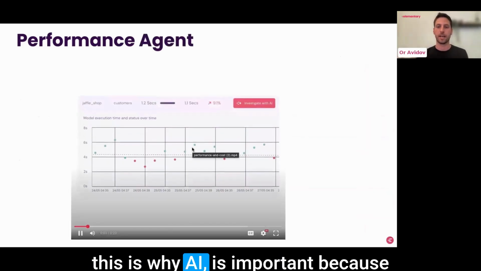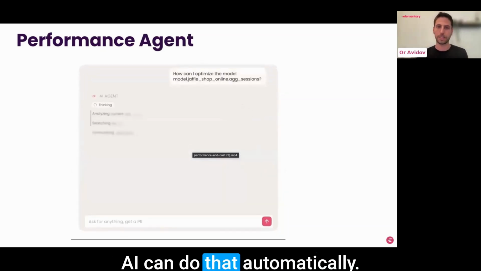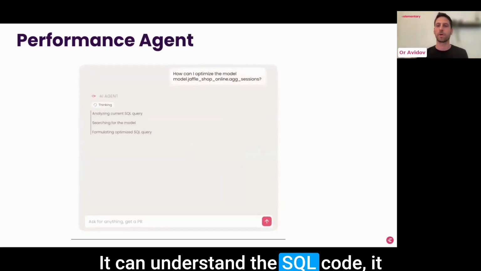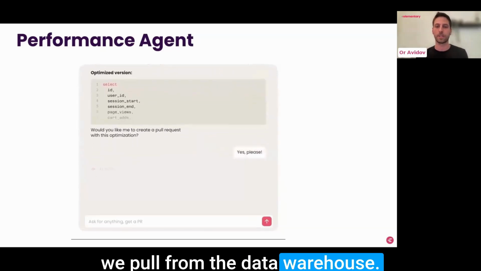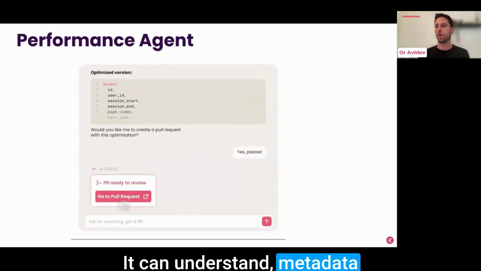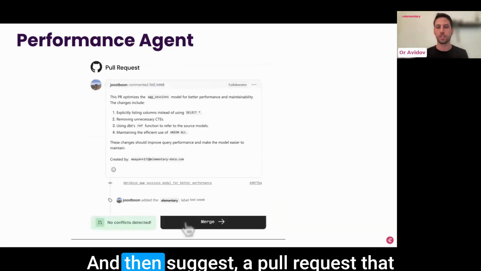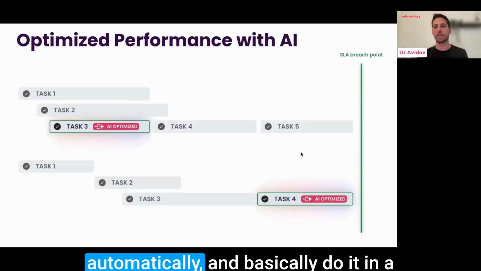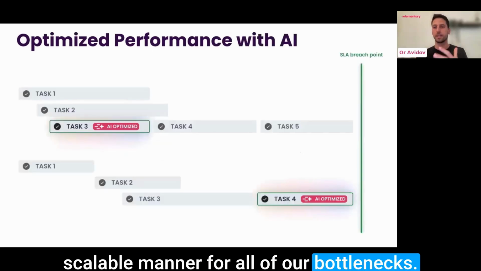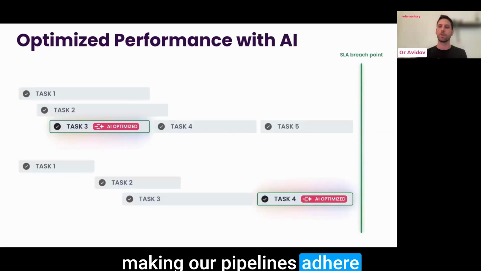This is why AI is important, because AI can do that automatically. It can understand the SQL code. It can understand the metadata that we pull from the data warehouse. It can understand metadata from our data pipelines and then suggest a pull request that will actually optimize the query automatically and basically do it in a scalable manner for all of our bottlenecks, making our pipelines adhere to our SLAs continuously.